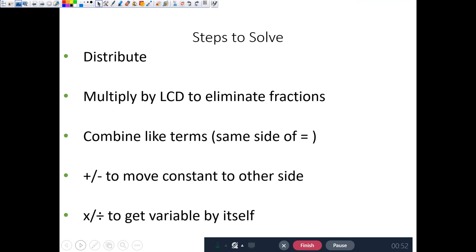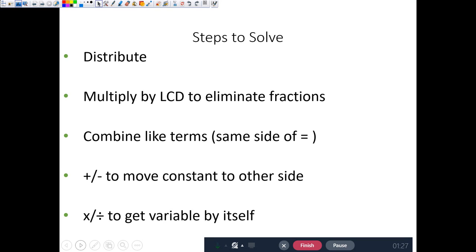So your first step is to distribute. Okay, we just learned how to distribute. We're multiplying the number on the outside by the numbers on the inside of the parentheses. The next step, if you have a fraction, we need to eliminate our fractions by multiplying everything by the least common denominator. Okay? Because I don't want to deal with fractions, so I want to get rid of them. Okay? Then we combine like terms on the same side of the equal sign. If they're not on the same side of the equal sign, then we wait. That's next.